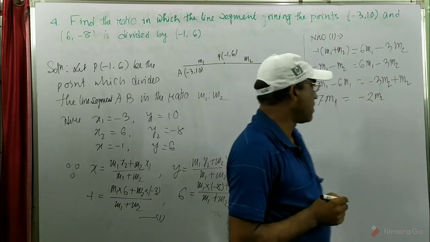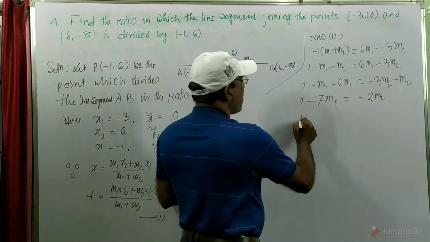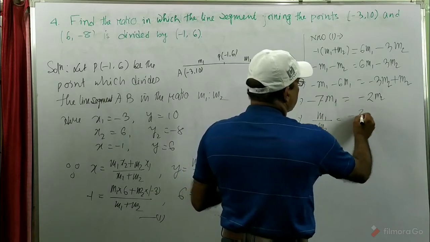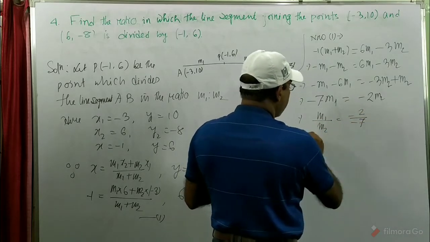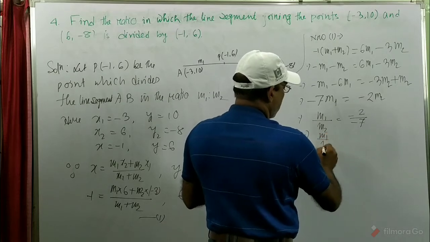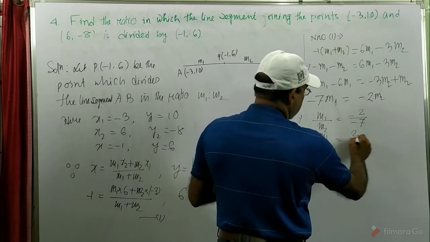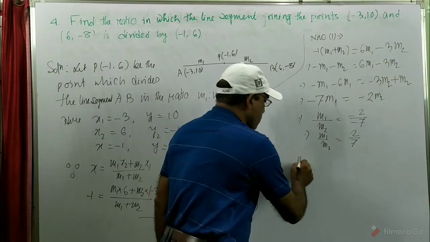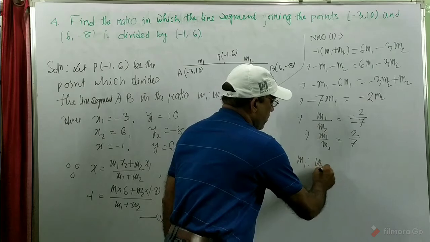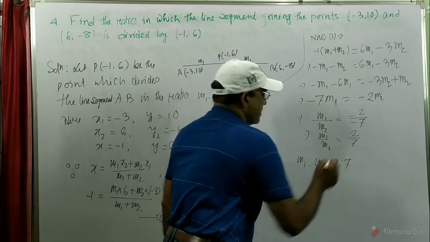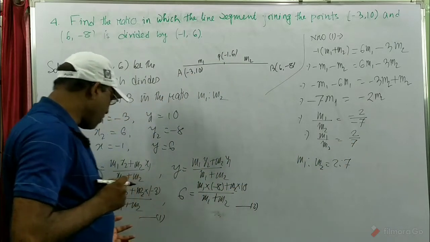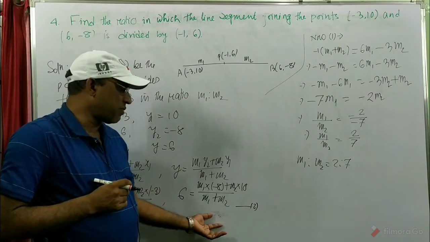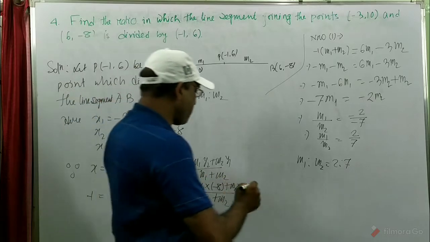Now m1 by m2 is -2 by -7. So m1 by m2 equal to 2 by 7, the minus signs cancel. So m1 is to m2 equal to 2 by 7. So from equation 1 we get 2 by 7. Again rechecking from equation 2, what will be the result?